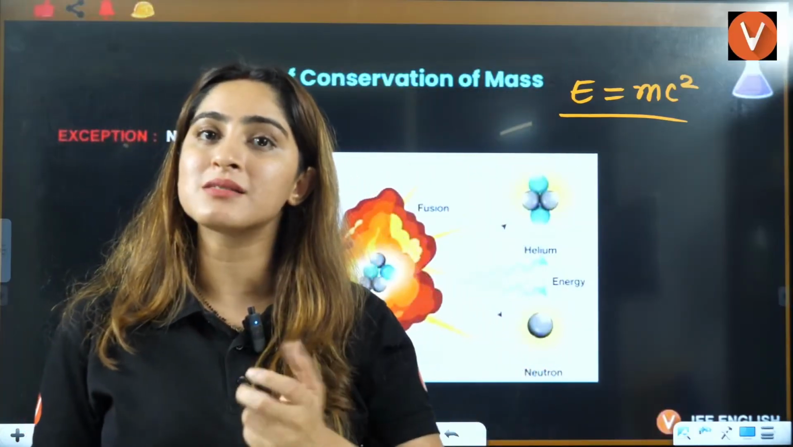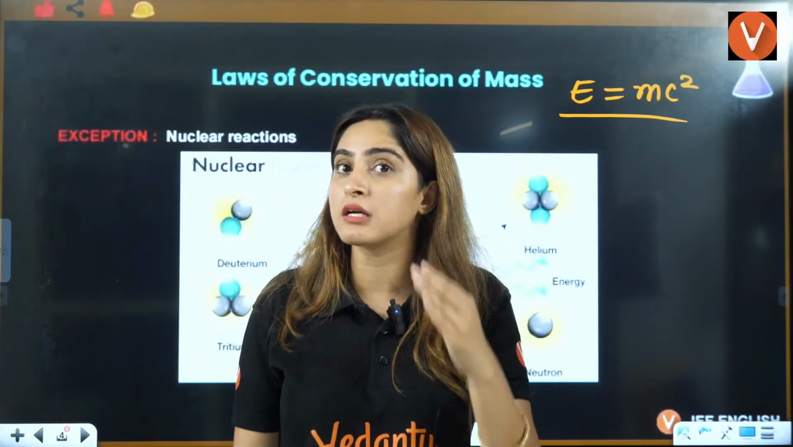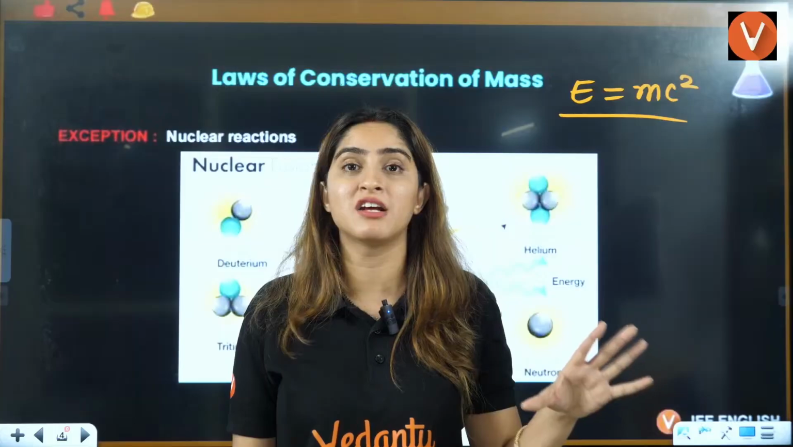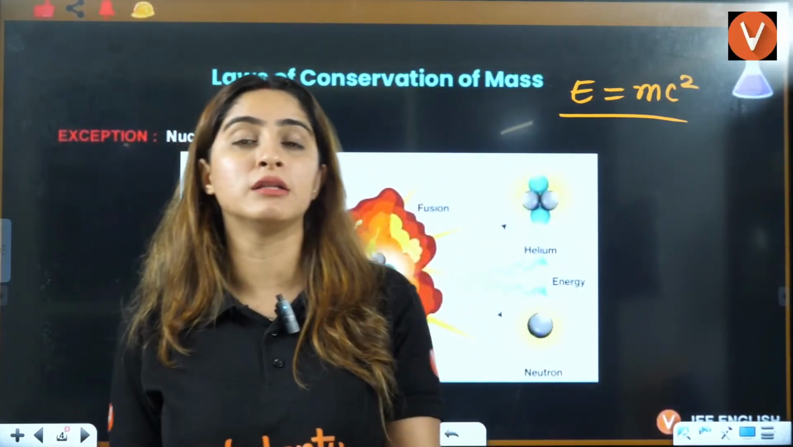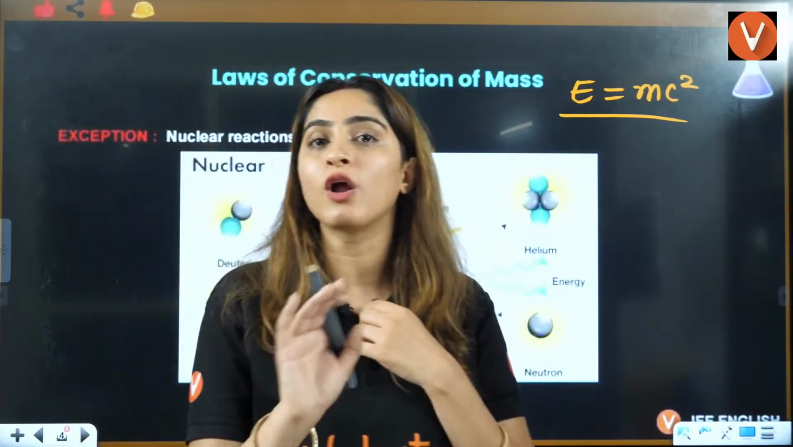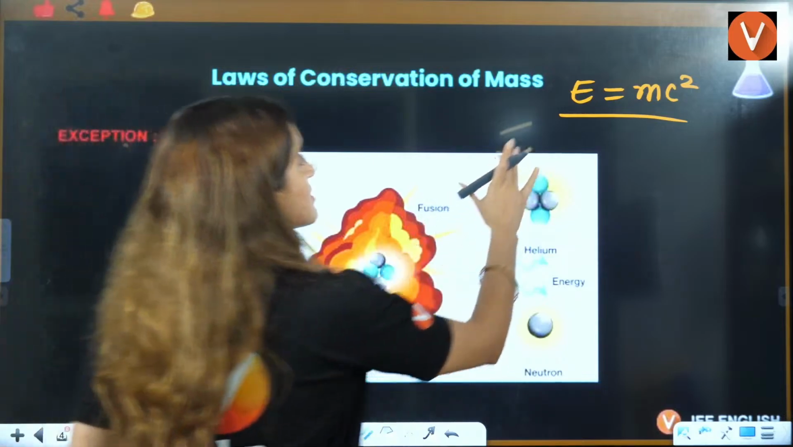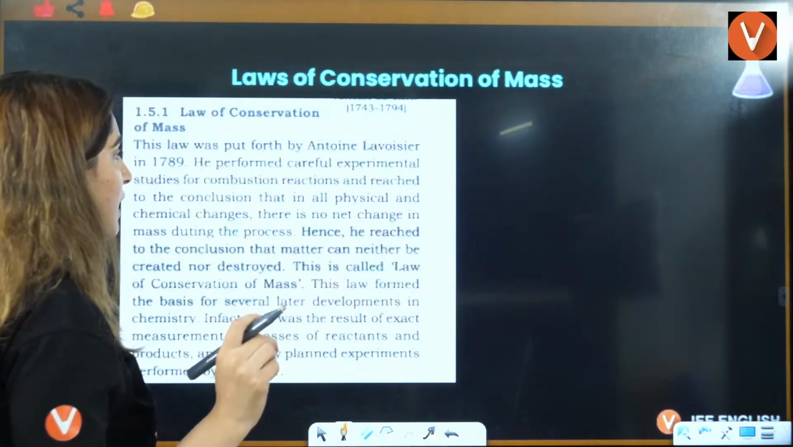The example is the nuclear reactions, where a lot of mass is converted to a lot of energy. That means mass is not conserved in the nuclear reactions. Mass is not at all conserved in the nuclear reactions. This is the exception that we have for the law of conservation of mass.